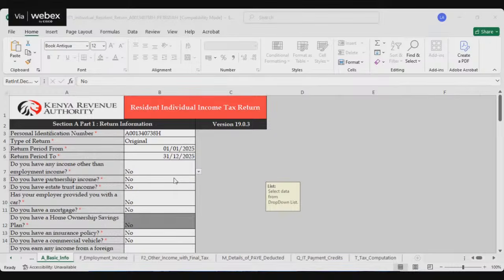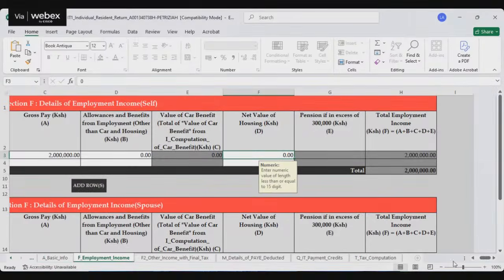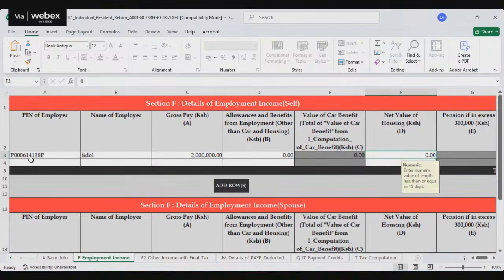Now, in case your income is purely from employment income, then it means it will come already pre-filled with the PIN of your organization or your employer, the name of your employer, and the gross amount that you received as employment income for the period 2025. So what will be required is, remember I said, for somebody who is in employment, you only require a P9. With that P9, you will be verifying that the details that have been pre-filled in the return are correct as per your P9.